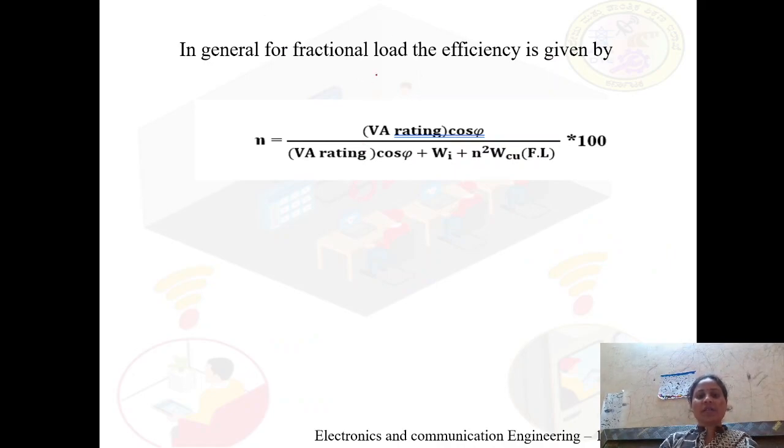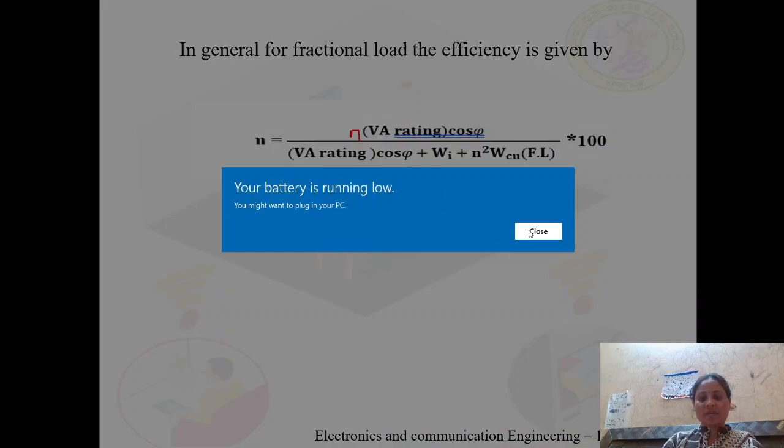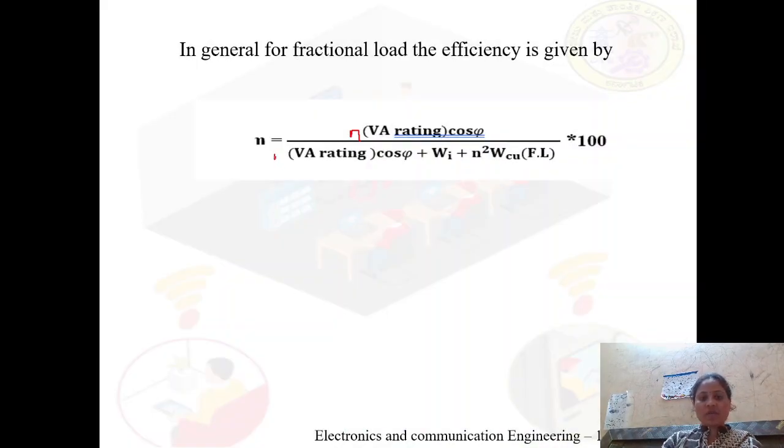Hence, for the fractional load, we can rewrite the efficiency expression as N into VA rating into cos phi, divided by N into VA rating into cos phi plus Wi plus N square times WCU at full load.